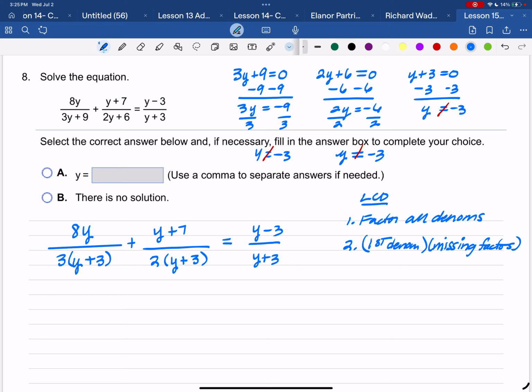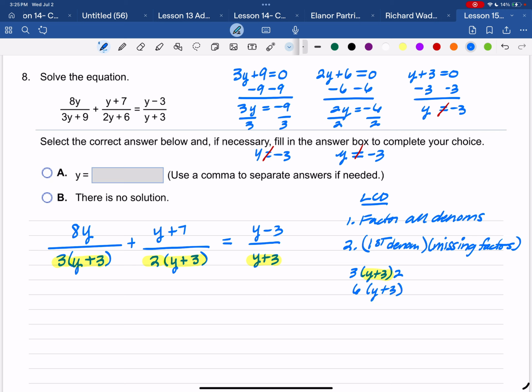Okay, so my first denominator is 3 times y plus 3. Now my second denominator, there's a 2 missing, so I'll just put a times 2 there. And the third denominator is already included because it's y plus 3 and there's already a y plus 3. So a 3 and a y plus 3, those are both in my LCD. A 2 and a y plus 3 are both there, and a y plus 3 is there. So my LCD is really 2 times 3, or 6 times y plus 3.